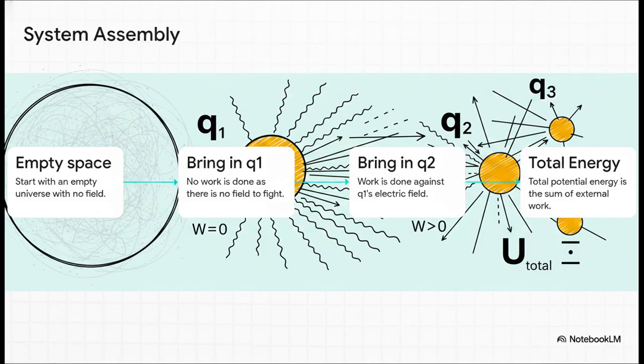It costs you absolutely nothing, zero work, because there's no existing field to fight against. But now Q1 is sitting there projecting its own electric field. So when you try to drag charge Q2 in from infinity, you have to actively push against Q1's field. That takes work. If you want to bring in a third charge, Q3, well, now you have to fight against Q1 and Q2. The total potential energy of this entire system is simply the sum of all that external work you did to assemble it piece by piece.